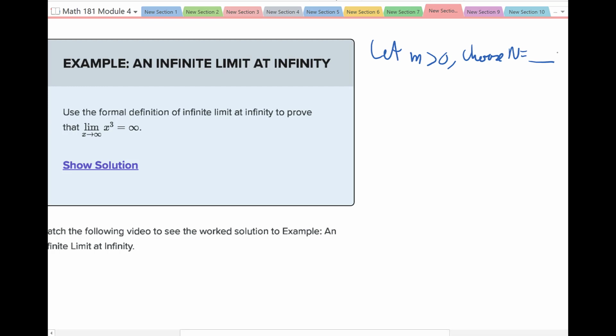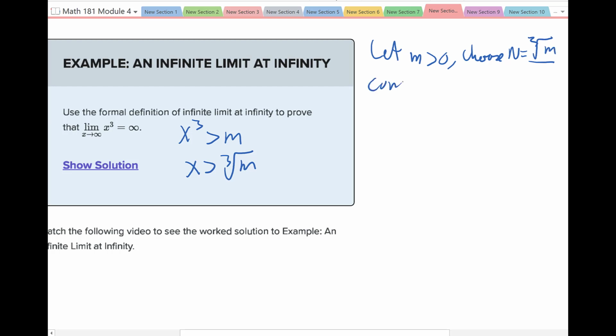So consider here f of x is greater than, now let me back up a little further. We are talking about this x cubed must be greater than this m value, so that x must be greater than the cube root of m. And that's all we really need to do here, this is going to be that cube root of m.